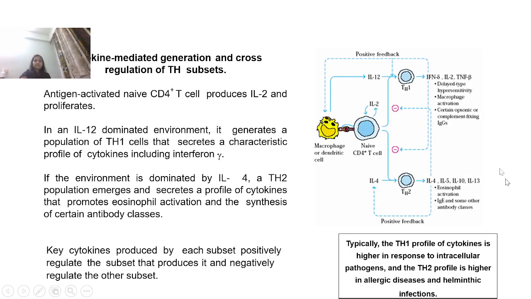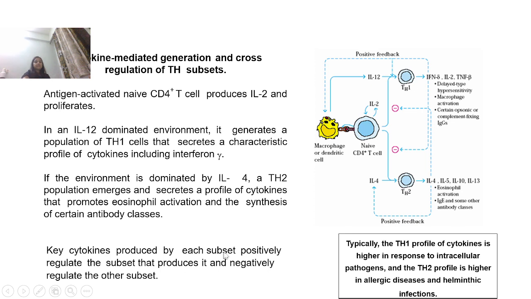Typically, the Th1 profile of cytokines is higher in response to intracellular pathogens, while in case of helminthic and allergic diseases, the Th2 profile is more. When there is an invasion of any intracellular pathogen, these cytokines from the Th1 cells are needed more, while Th2 cells are more only when there are allergic diseases or helminthic infection.